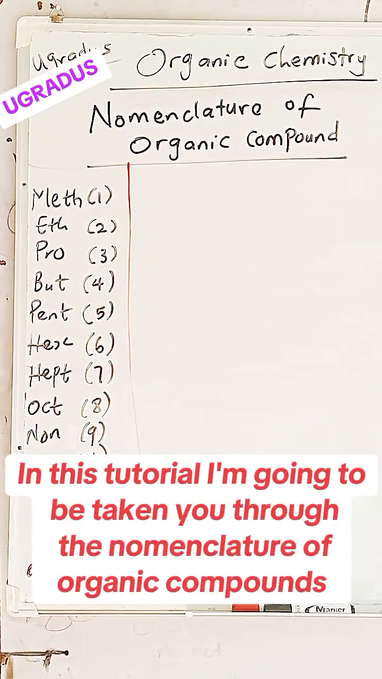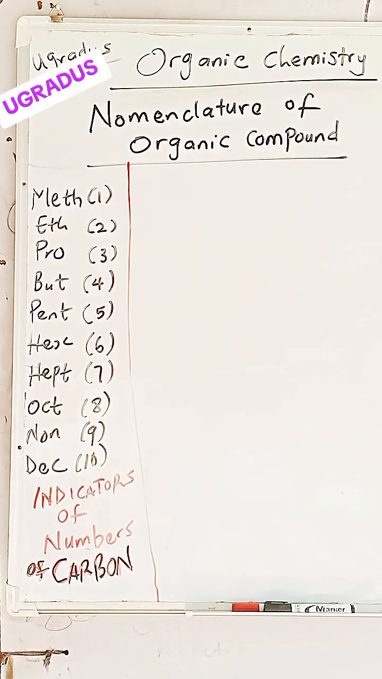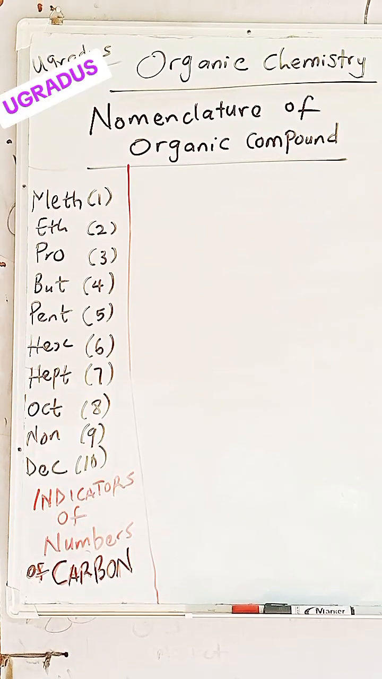In this tutorial, I'm going to be taking you through the nomenclature of organic compounds, as you can see on the board. On the left hand side, I write down some words 1 to 10, which stand for the Greek numbering from 1 to 10. And this serves as the indicator of the number of carbons. So you have to be well acquainted with these names.